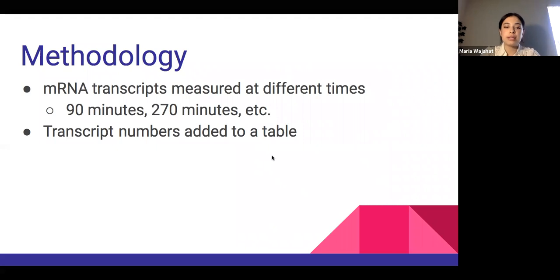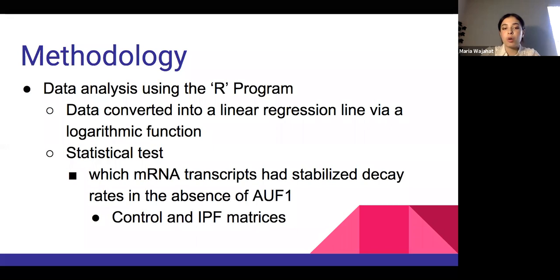After this, the messenger RNA transcripts' abundances were measured at different times. For example, they were measured at time 0, time 90 minutes, time 180 minutes, 270 minutes, etc. And all of these abundances were then added to a table. And this is really how we calculated the decay rates. And so this is where my work with the data analysis began. I used the R program, and I converted this data into a linear regression line via a logarithmic test, and I used a log-base 2 function.